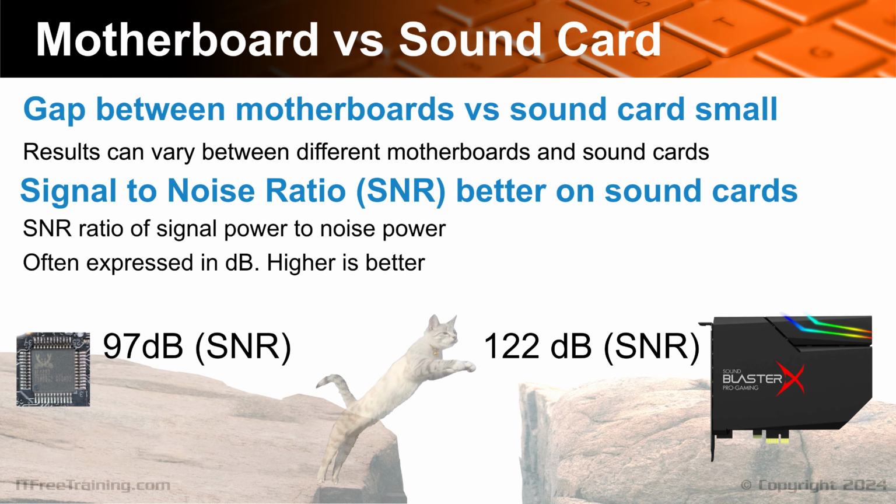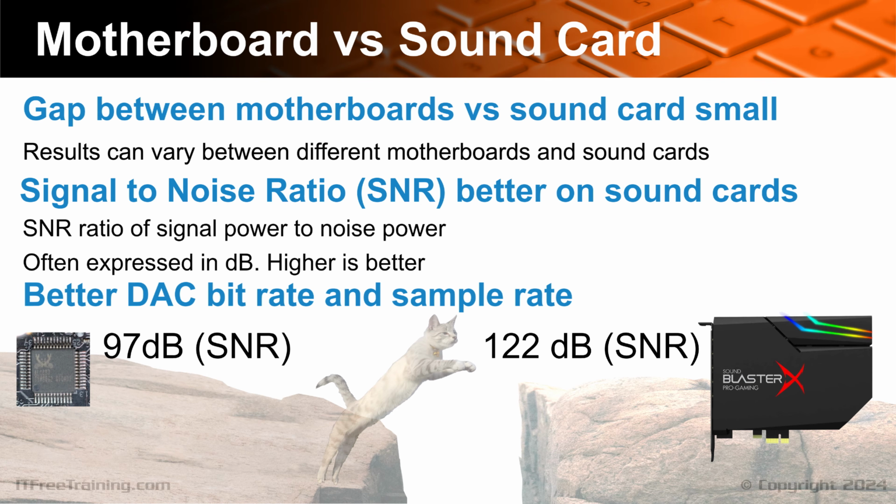The next thing to consider is that sound cards generally have a better DAC bitrate and sample rate. In this example, the sound chip has a 24-bit DAC and the sound card has a DAC of 32. To give you an idea what this means, consider that Blu-ray discs will often use 16 or 24 bits. In fact, up to 24 bits is quite common.